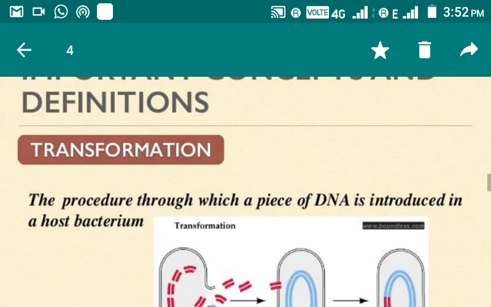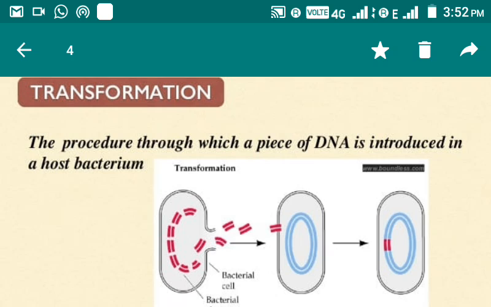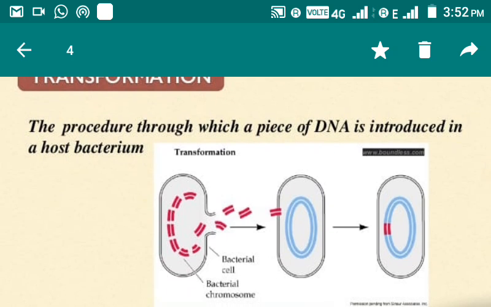Okay, next one is transformation. During bacterial reproduction, you might have studied transformation, conjugation, and one more step is there. So one of them is transformation. This is the procedure through which a piece of DNA is introduced into the host bacterium.